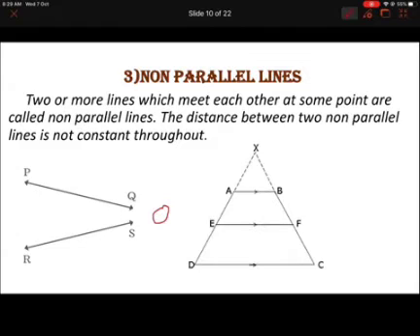Here also you can see, these are parallel lines, but this line and this line are not parallel, so they are meeting at this point X. Clear, children? Parallel lines are there and non-parallel lines are also there in this figure. You can see the difference.